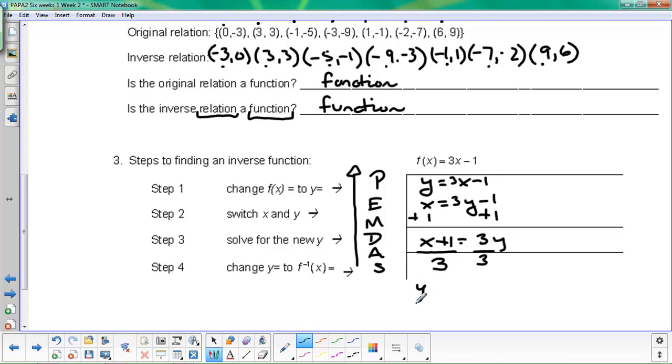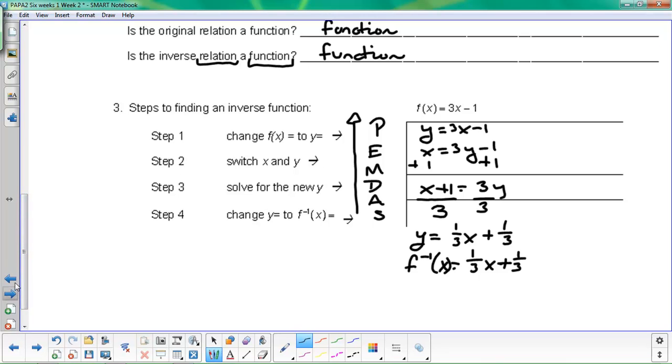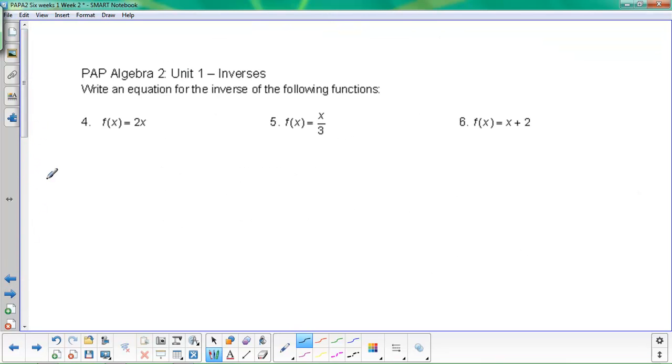And now I'm going to switch it all around. y equals 1/3 x plus 1/3. Step 4. Change y to f of negative 1 of x. f of negative 1 of x equals 1/3 x plus 1/3. Alright, next we will complete some example problems.